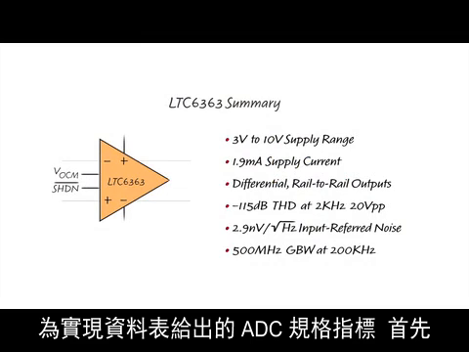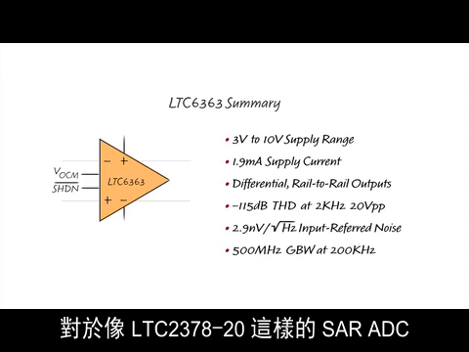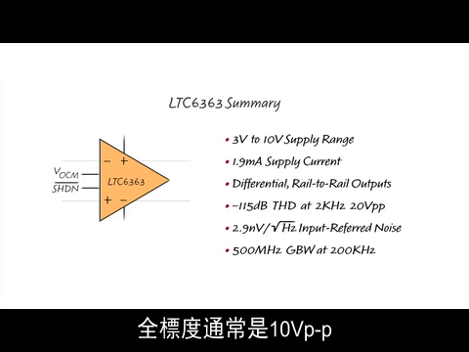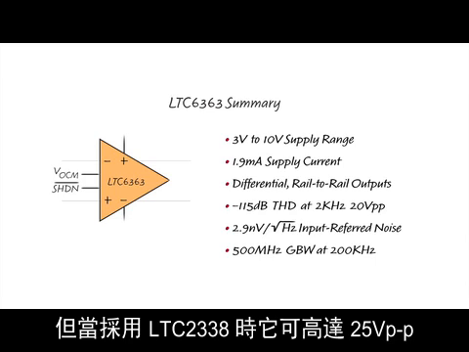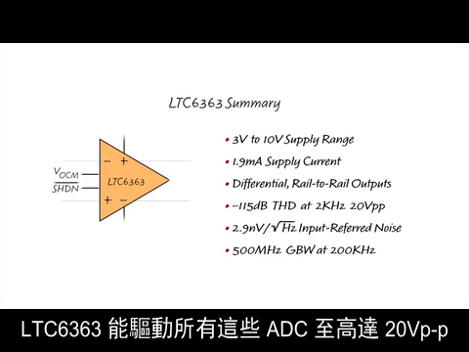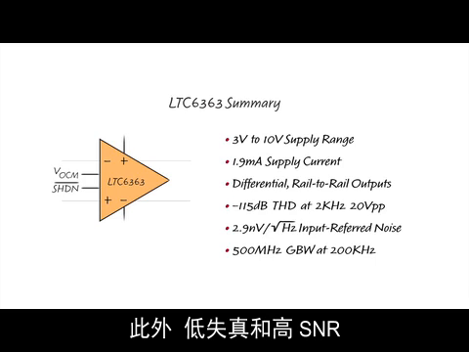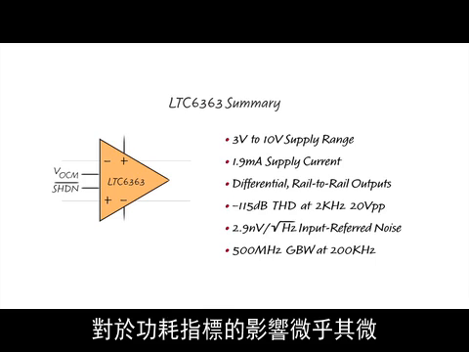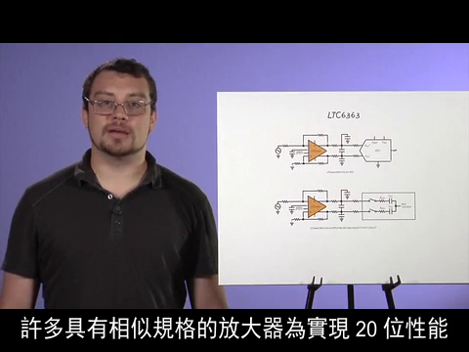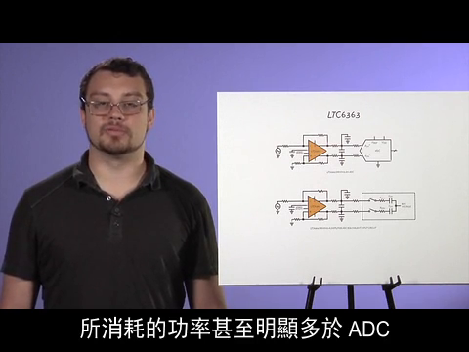In order to achieve datasheet specifications of the ADC, first off, the amplifier needs to be able to drive the ADCs to their full-scale value. For SAR ADCs like the LTC2378-20, a full scale is often 10 volts peak-to-peak. But with the LTC2338, it can be as high as 25 volts peak-to-peak. However, with differential outputs and a supply up to 11 volts, the LTC6363 can drive all of these ADCs up to 20 volts peak-to-peak with no penalty to distortion. Additionally, the low distortion and high SNR come at little detriment to power consumption. Many amplifiers with similar specifications burn significantly more power than even the ADC to achieve 20-bit performance.